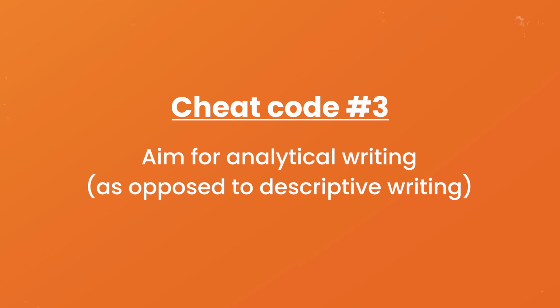All right, so on to cheat code number 3 for your literature review. This is a biggie, and that is that you want to aim for analytical writing as opposed to descriptive writing. Now, again, some big words here, some technical words. What do these things mean, and how do students ensure that they are focusing on the analytical as opposed to the descriptive? It's a question that comes up really often.